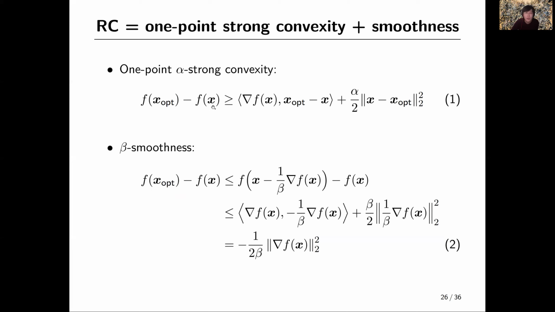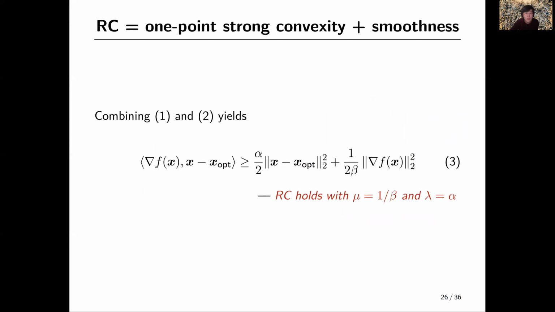And on the other end, we will have the typical beta-smoothness property as follows. These are just standard properties, consequences of the smoothness property. If you combine these together, you end up with this regularity condition, where you can see this parameter mu is roughly on the order of 1 over the smoothness parameter, and lambda is essentially the strong convexity parameter. So again, we see that the regularity condition is essentially a relaxation of strong convexity, where we only require one-point strong convexity pointing towards a global optimal point.